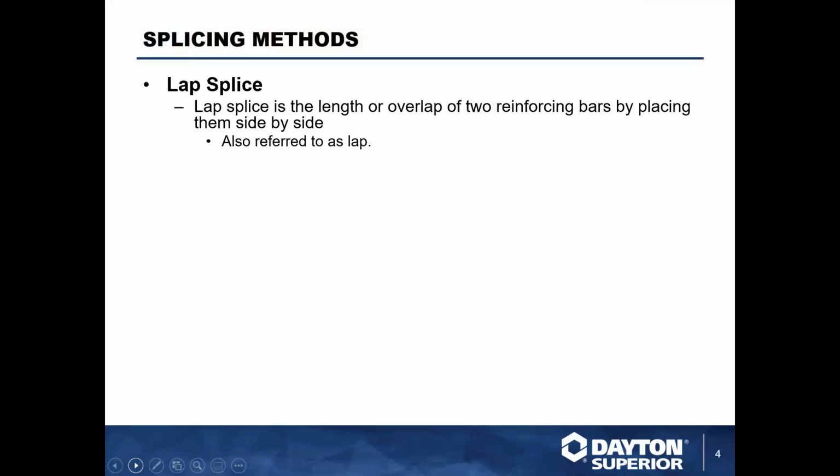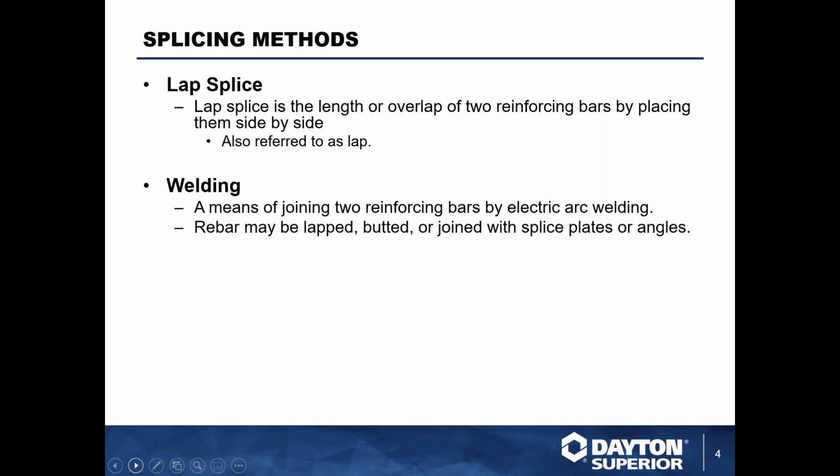So let's start with a little bit of basics here. When we talk about splicing, how do you actually splice rebar? You have a couple of different options. The first one is lap splicing. That's where you're going to take two pieces of rebar, overlap them, and tie them with rebar. You have the option of welding if you use A706 bar. If you use A615, you cannot weld because welding is not recommended with A615. You can do it with A706 rebar.